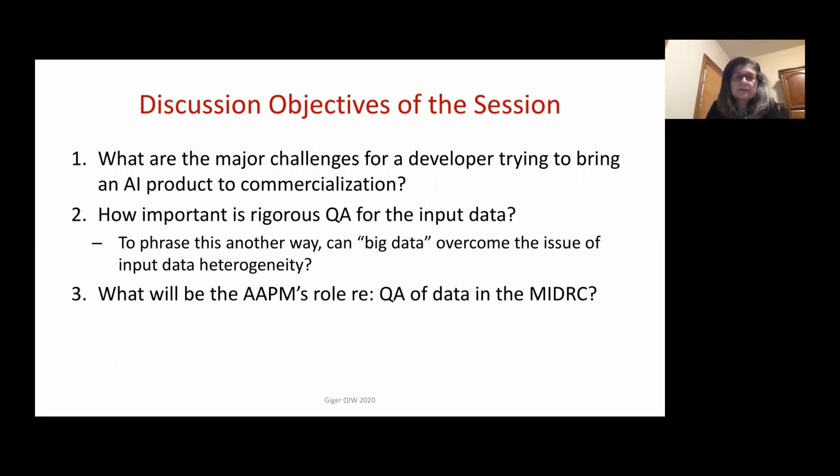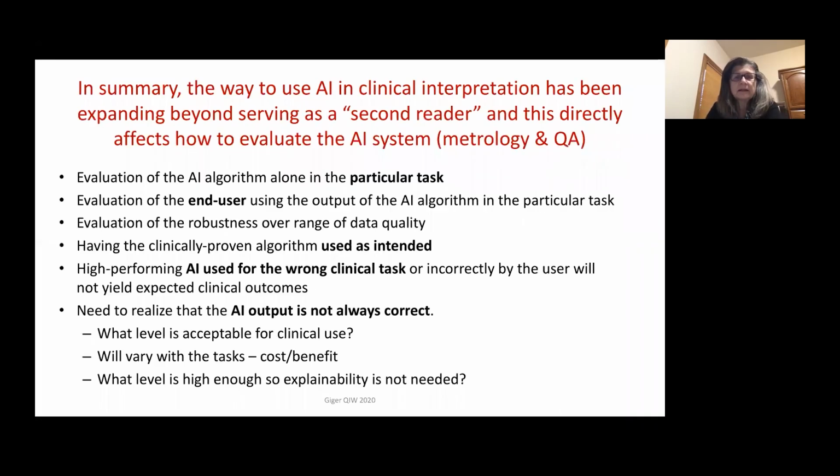So we've covered these discussion objectives, and I look forward to the various input from the panelists. In summary, the ways to use AI in clinical interpretation is expanding every day. We need to keep in mind that we need to evaluate it alone in the particular task, and also we need to evaluate the end user.